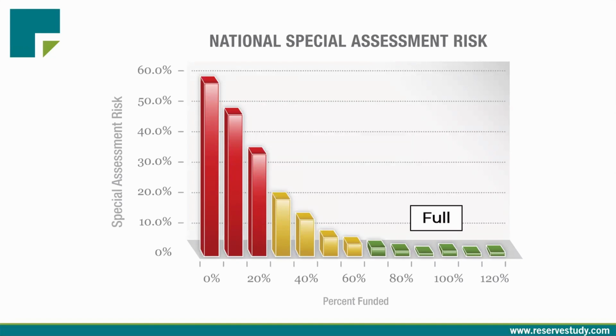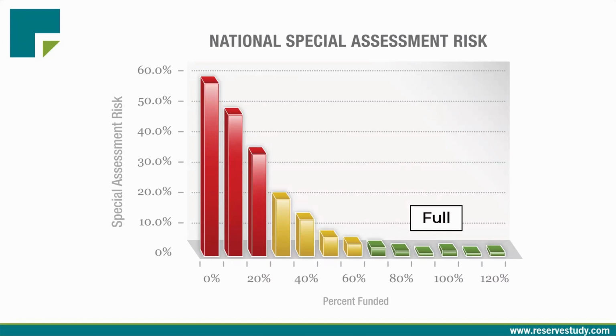And look here at the green portion of the chart on the right side of the screen. Associations pursuing a full funding goal rarely have special assessments, almost 0% of the time. And that's the value of having more cash on hand. It's there to be spent for the projects at the association that need to get done that otherwise could cause special assessments. It's not money sitting idle in the bank.